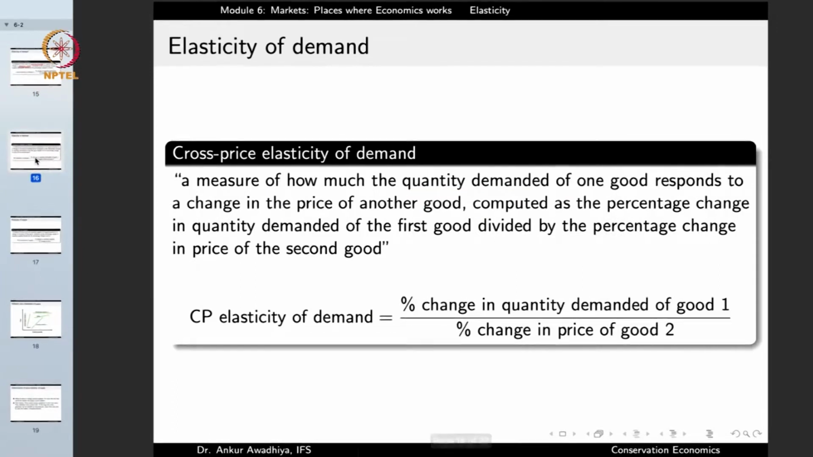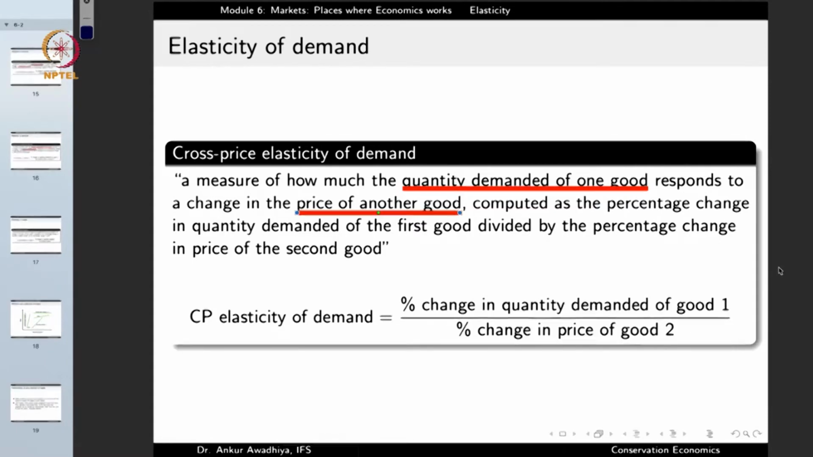Similarly, we also have the cross price elasticity of demand. Now, in the case of cross price elasticity, it is a measure of how much the quantity demanded of one good responds to a change in the price of another good, computed as the percentage change in the quantity demanded of the first good divided by the percentage change in the price of the second good.